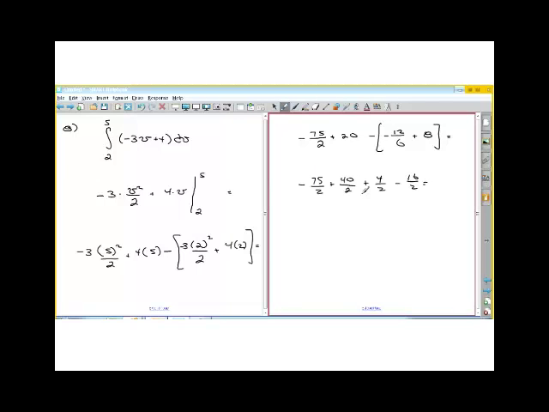So now all we have to do is add the numerators. Negative 75 plus 40 plus 4 minus 16 is negative 47. I'm just thinking about this problem. So does that make sense?